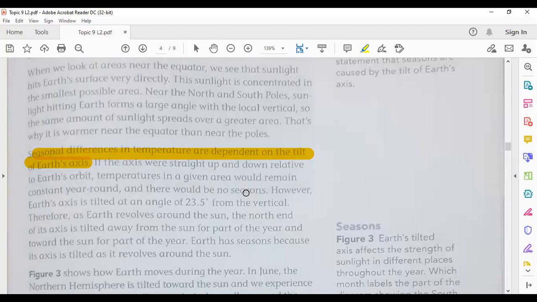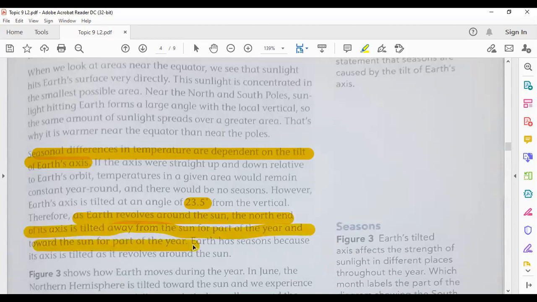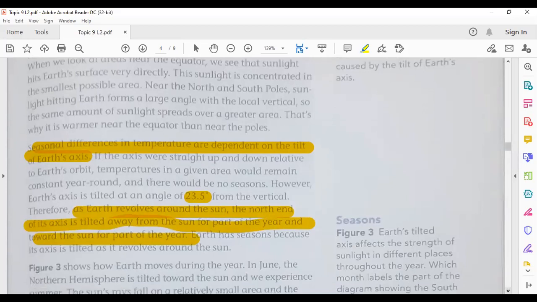However, Earth's axis is tilted at an angle of 23.5 degrees. So we have different seasons. As a result, as Earth revolves around the sun, the north end of its axis is tilted away from the sun for part of the year and toward the sun for part of the year. Right. Let's go to the next page.